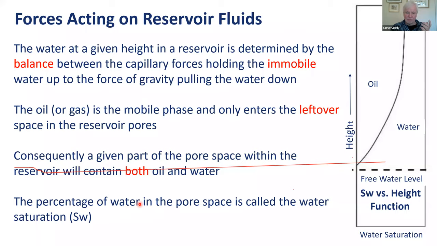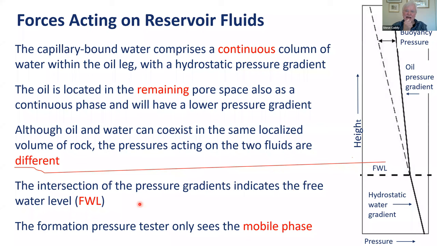Now, the capillary-bound water comprises a continuous column of water within the oil leg. It's an extension of the hydrostatic pressure in the aquifer. So you've got the hydrostatic water gradient here, and that actually continues throughout the oil or gas leg. Now, the oil is located in the remaining pore space, and is also a separate continuous phase.